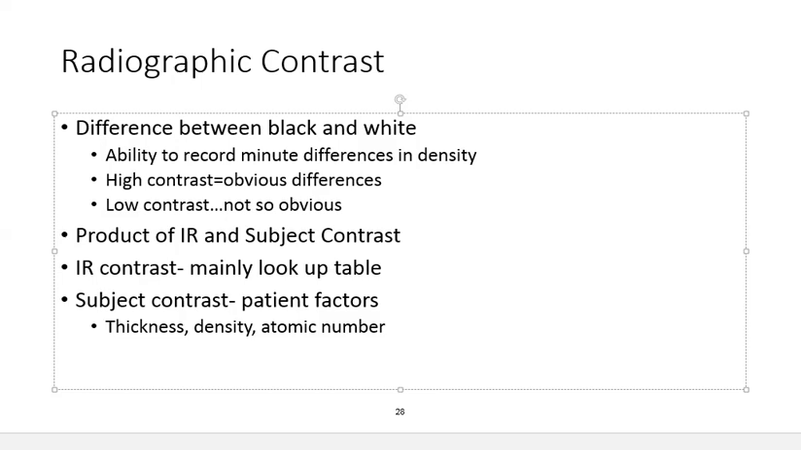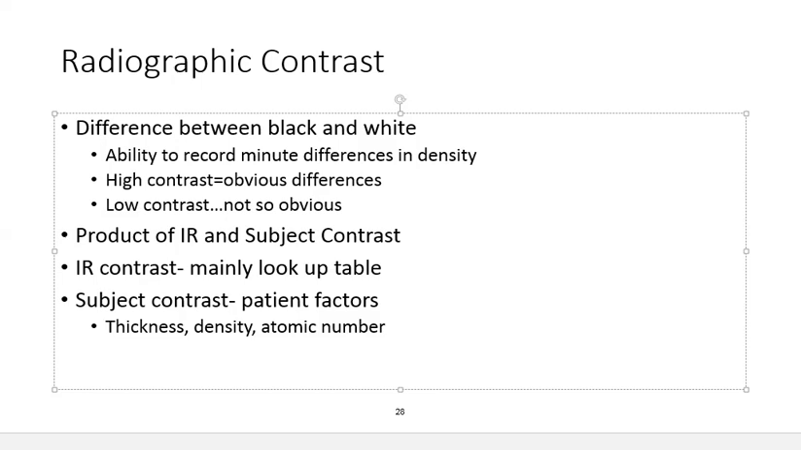Subject contrast is what provides the radiographic contrast. That's the difference between tissue types, tissue density, tissue thickness. All of that plays into subject density, and all of that in turn gives you your radiographic contrast. So it's the difference between the dark images and the light images on your image on your monitor.